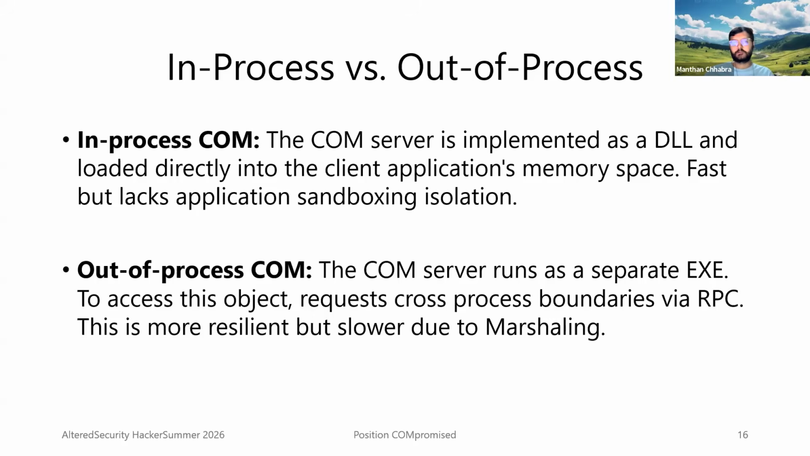Now, on the other side, we have the out of process COM server. Over here, the COM server is packaged as a standalone executable, and it runs in its own distinct process space on the operating system. Now, whenever the client wants to talk to this object, it needs to cross an explicit process boundary. It needs to jump over the apartment container. Now, to make this happen safely, Windows wraps this communication through local remote procedure calls, or RPC. Now, this provides a strong security boundary.